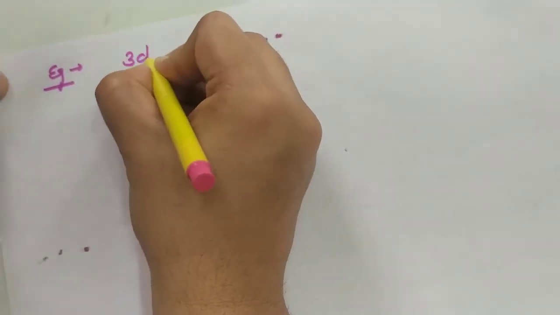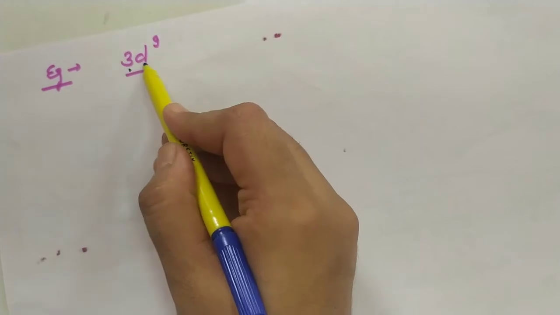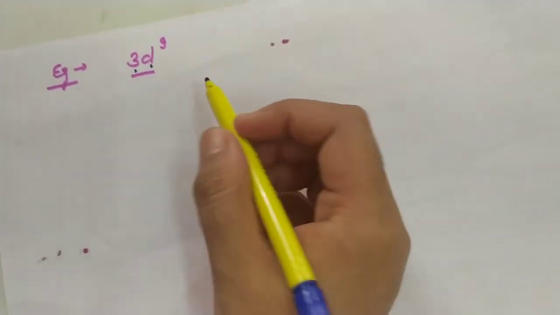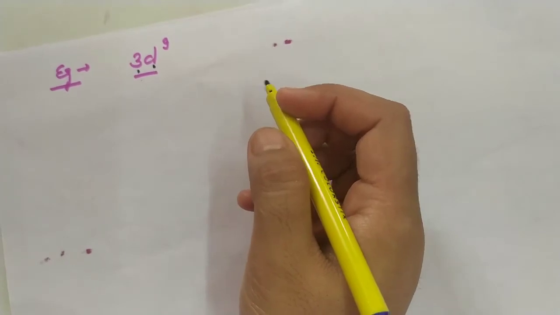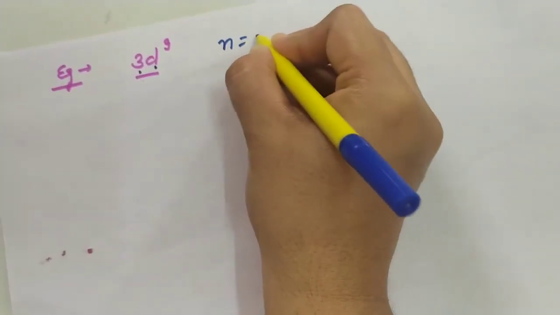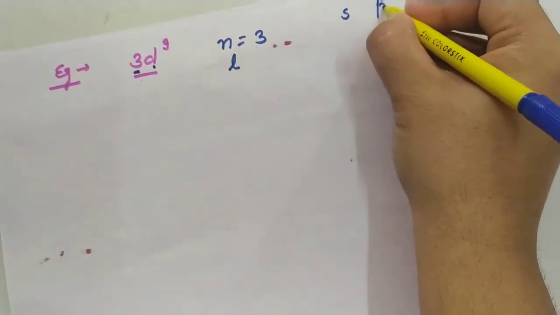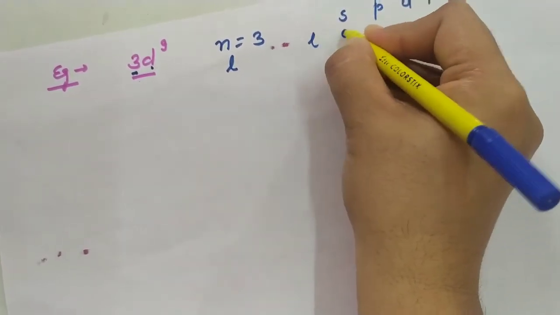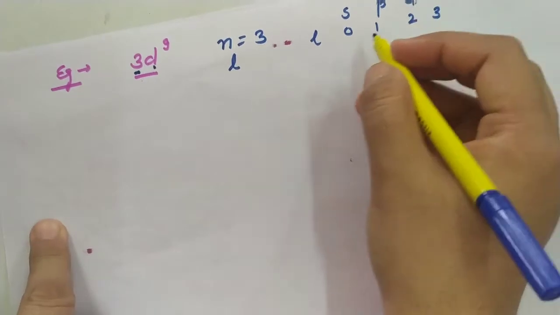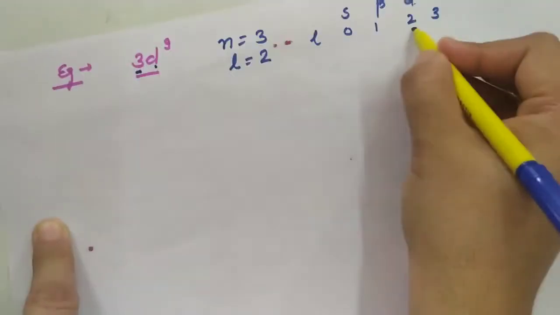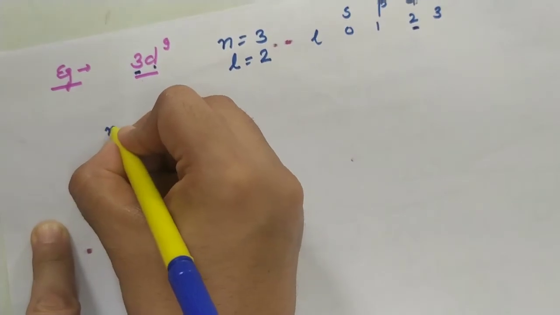For example, 3d9. If you are given the electron which is present at the third shell, and d is the orbital, then find out all the quantum numbers possible for 3d9. Here n is equal to 3 as it is given 3. Okay. For the value of l, s, p, d, f, l's values are 0, 1, 2, 3. As it is d, its value is 2. Okay, clear? And after that we find out the value of m.